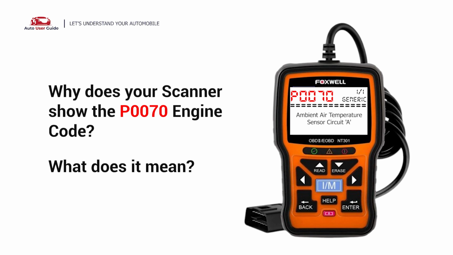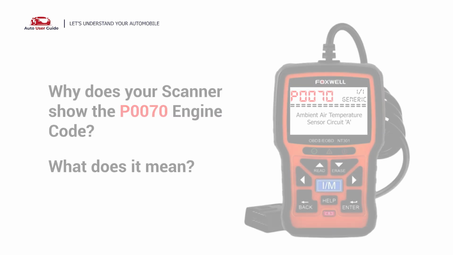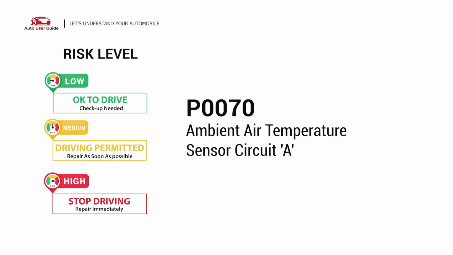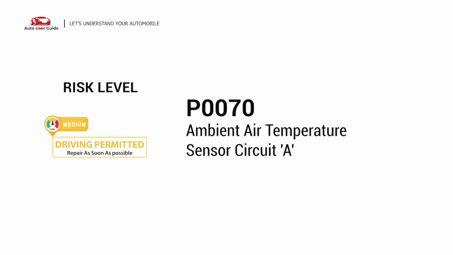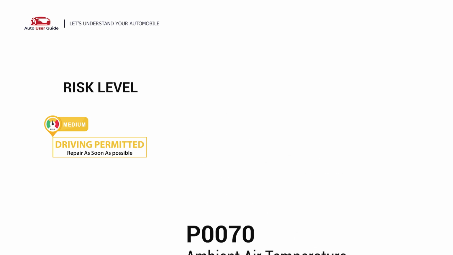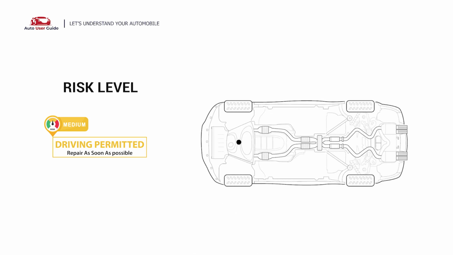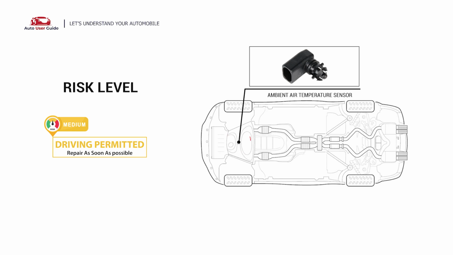Why does your scanner show the P0070 engine code? What does it mean? P0070 is a diagnostic trouble code for ambient air temperature sensor circuit A. It indicates the PCM has detected a potential issue with the ambient air temperature sensor or its associated wiring. Under this circumstance, short-distance driving is permitted, but your vehicle should be repaired as soon as possible.